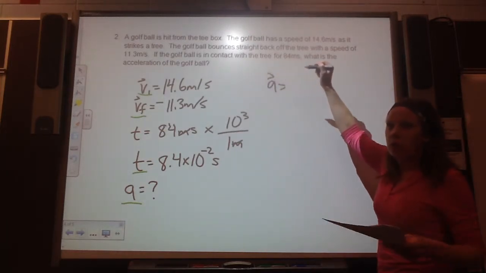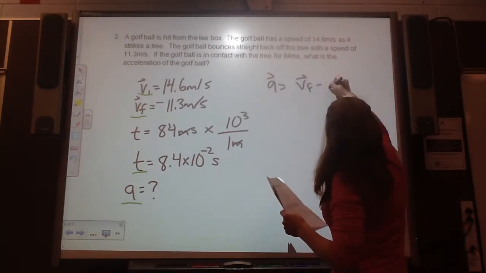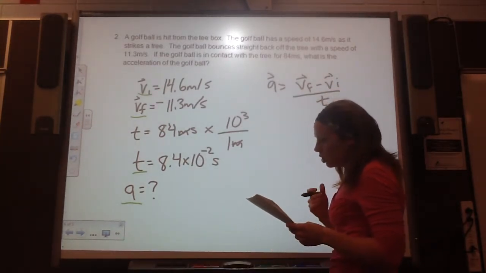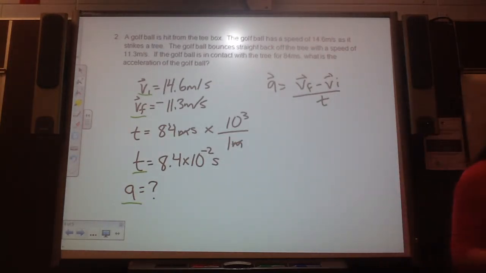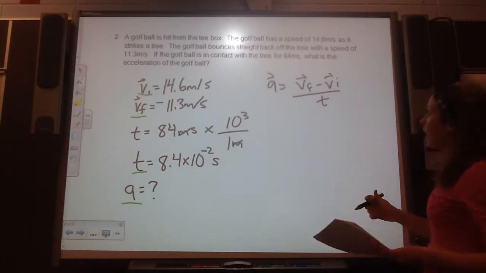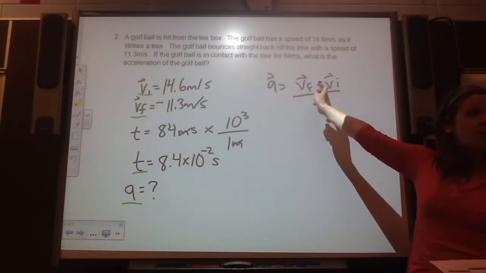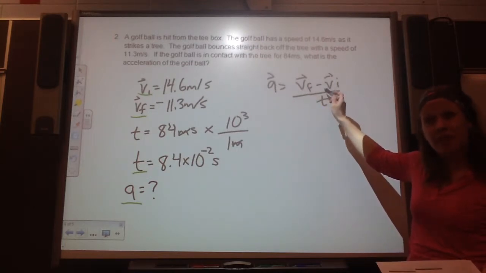So A is equal to Vf minus Vi divided by T. So I don't have to rearrange for anything because it's just acceleration is what I'm looking for, and that's how it's written. Again, on your formula sheet, it doesn't say Vf minus Vi, it just says delta V, right? So you need to remember that that delta V really means Vf minus Vi, okay?